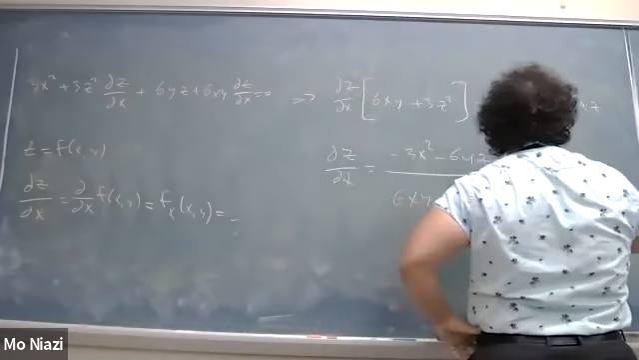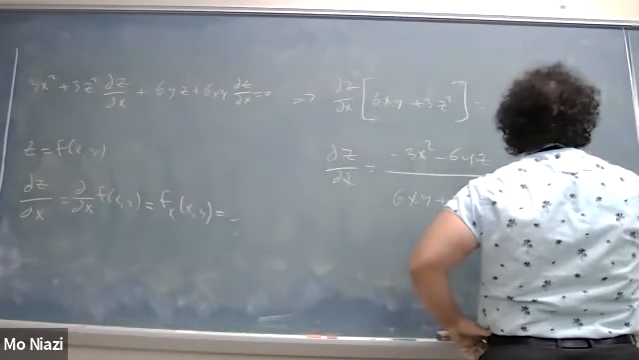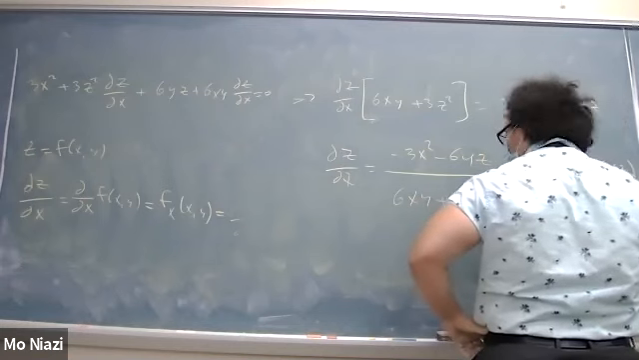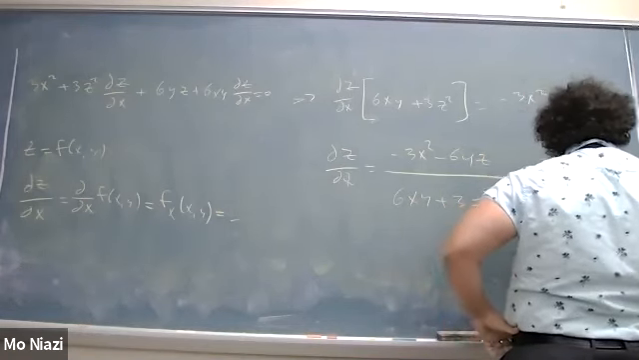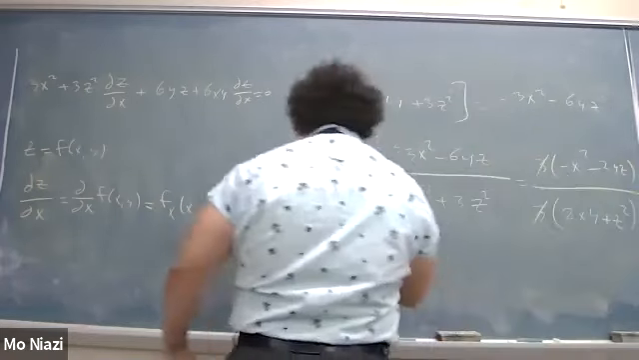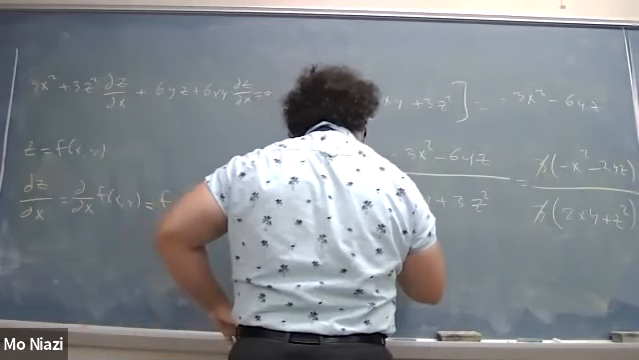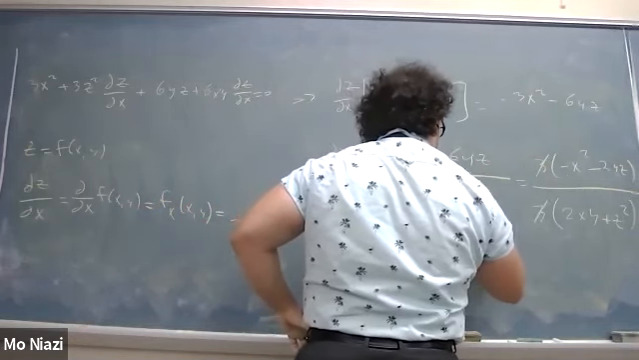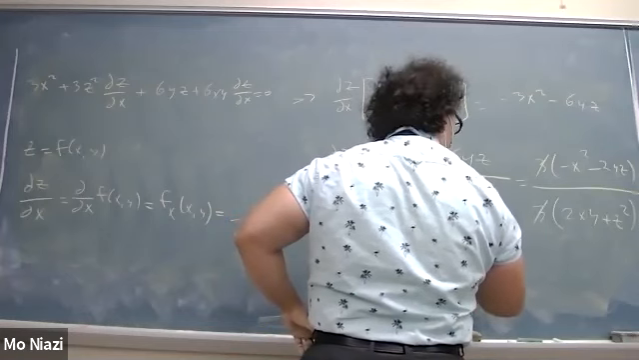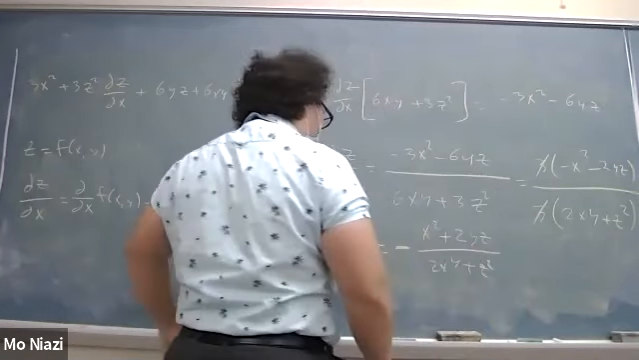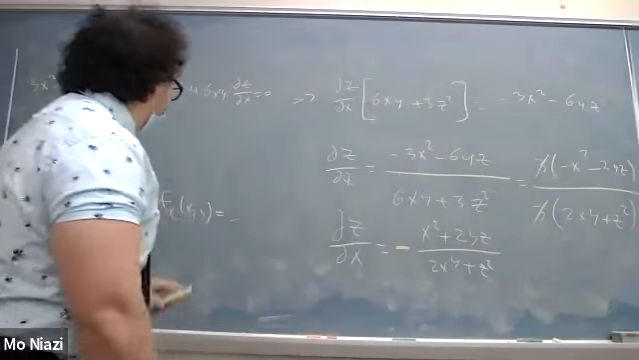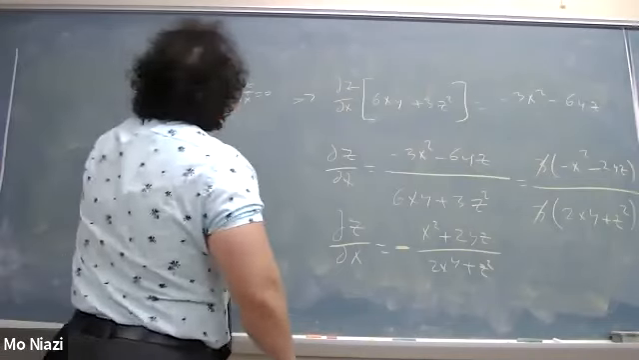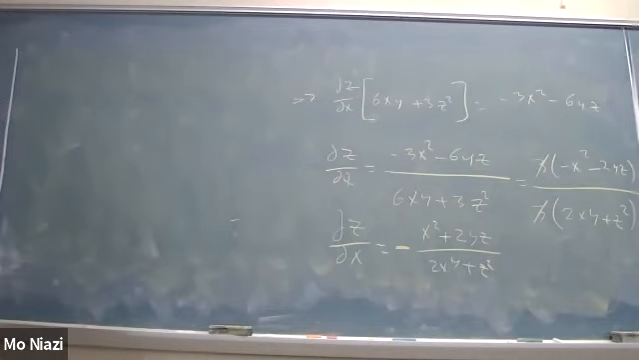Notice that I can factor out 3 from the numerator and the denominator, which implies that partial z partial x is equal to negative x squared plus 2yz over 2xy plus z squared. That's implicit differentiation in a multivariable function.